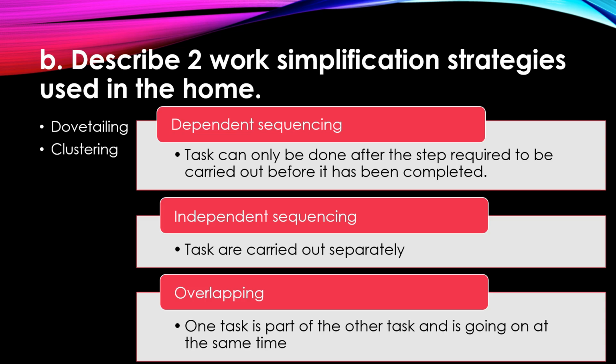Overlapping. One task is a part of the other task, and so both of them are going on at the same time. Basically, each task requires a different level of attention. A suitable example would be knitting while watching the television.